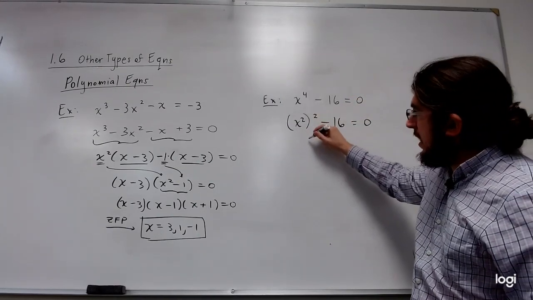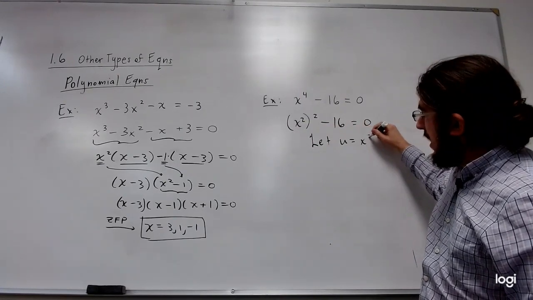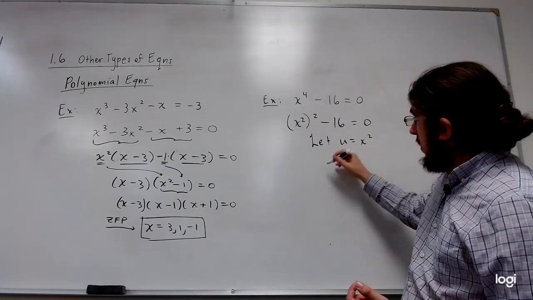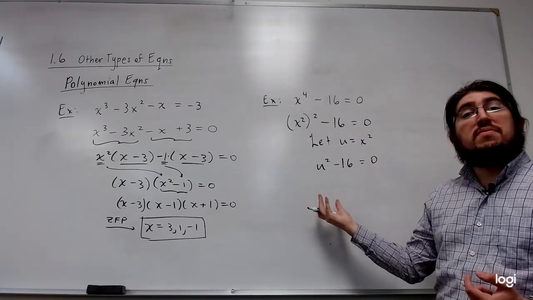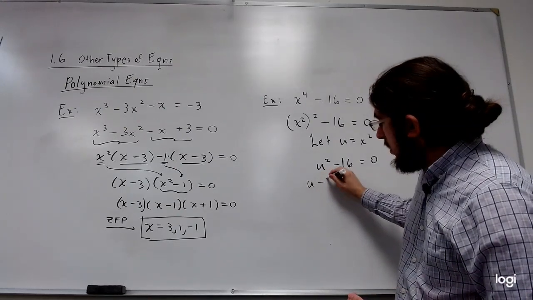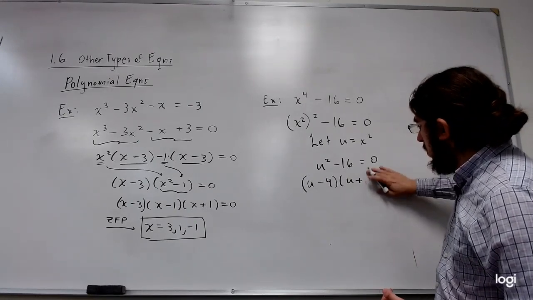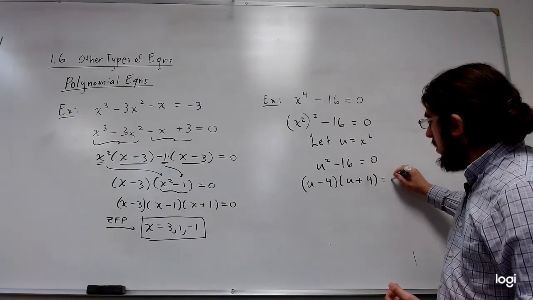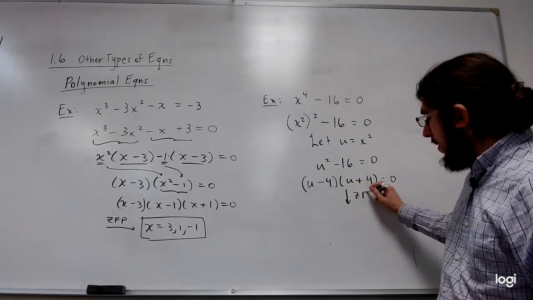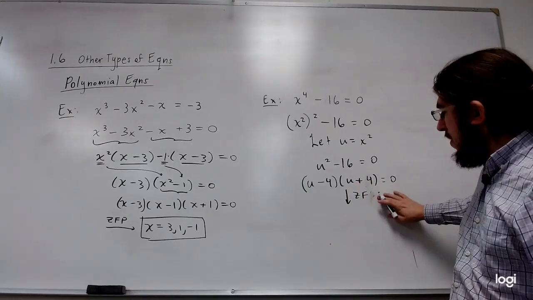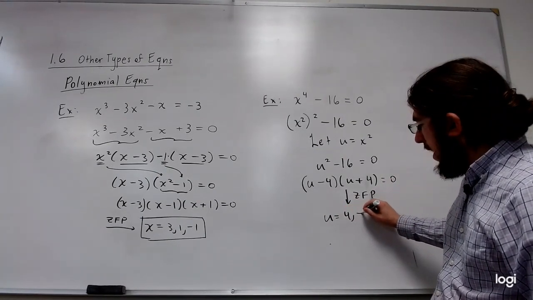So basically, if we let u equal to x squared, then we get the following. We get u squared minus 16 is equal to 0. We can factor this in terms of u, difference of squares. It's u minus 4 times u plus 4. And then we can set each of these equal to 0 using the zero factor property. Using the zero factor property, we get either u is equal to positive 4 or negative 4.